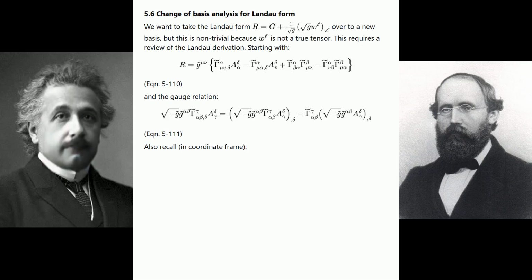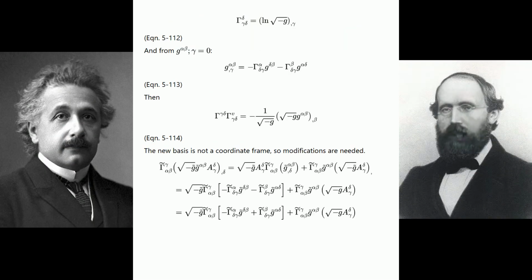Starting with equation 5-110, and the gauge relation, equation 5-111. Also recall in the coordinate frame, equation 5-112. And from the alpha beta power of g semicolon gamma equals 0, equation 5-113. Then equation 5-114. The new basis is not a coordinate frame, so modifications are needed.